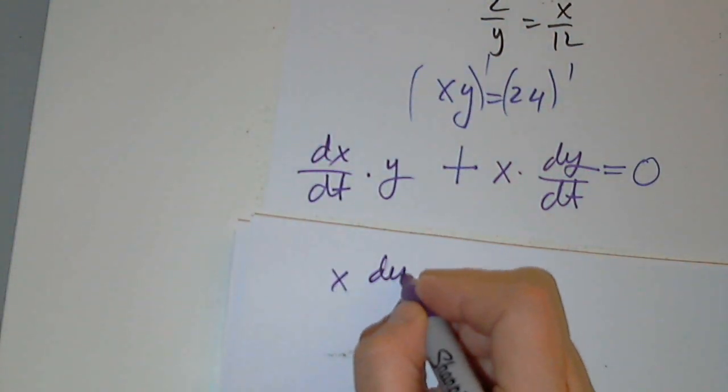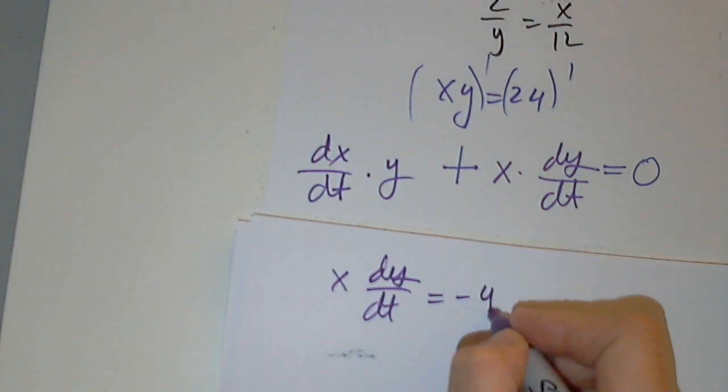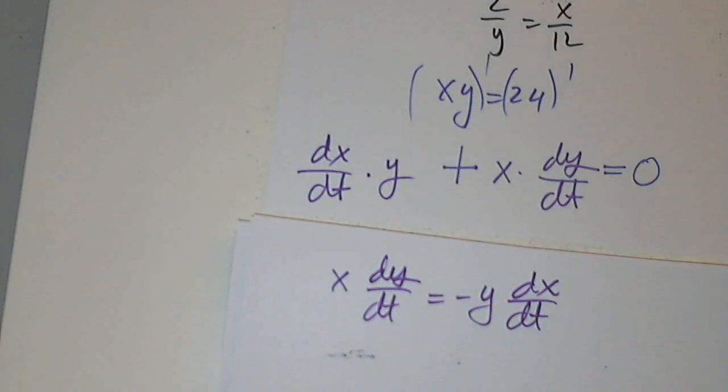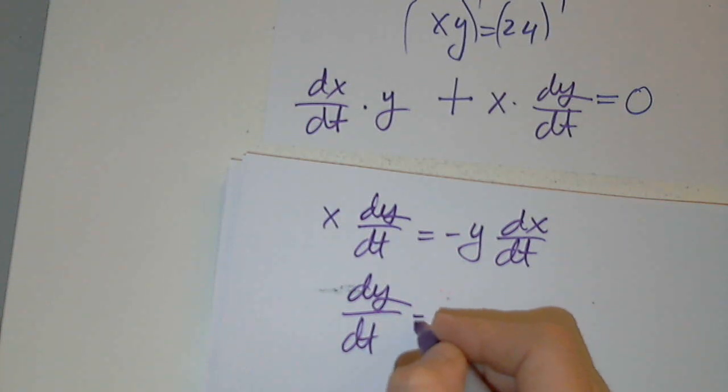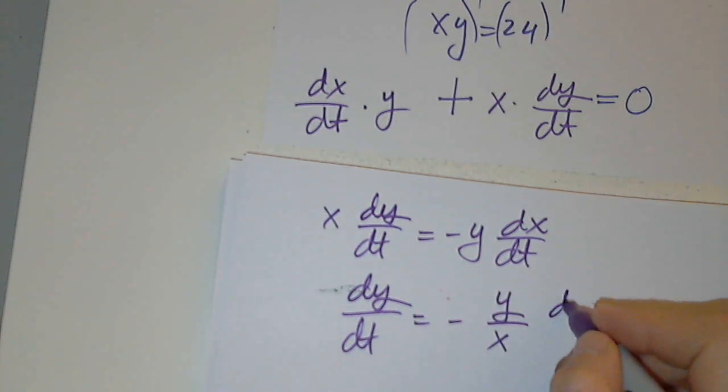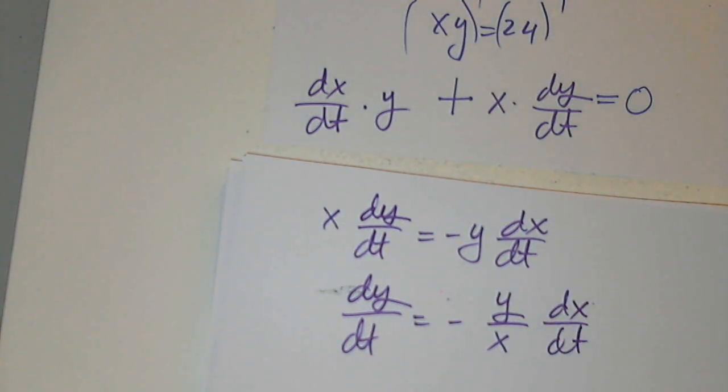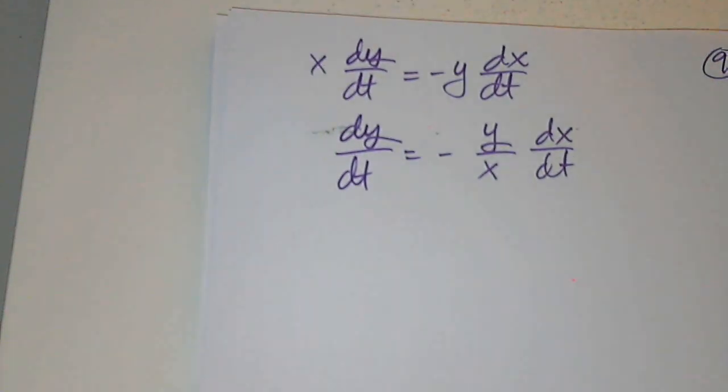So x dy over dt equals negative y dx over dt. Therefore, dy over dt equals negative y over x dx over dt. I found my function, I found its derivative, and now I'm ready to plug in everything. Let's see what we have and let's see what we don't have.